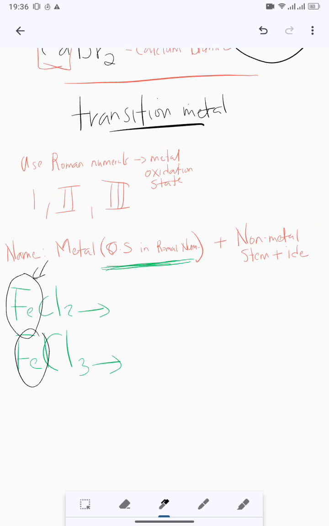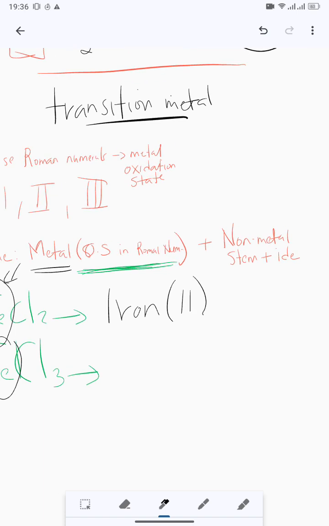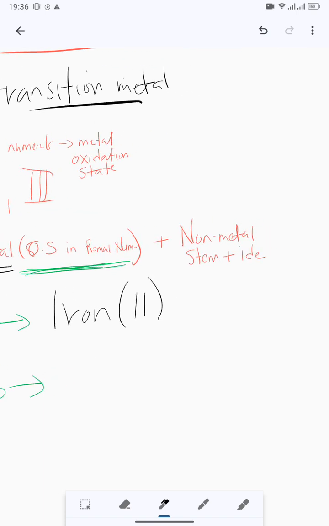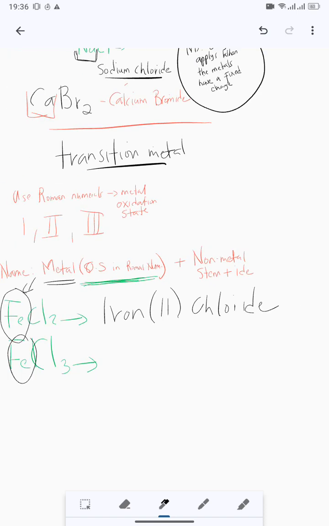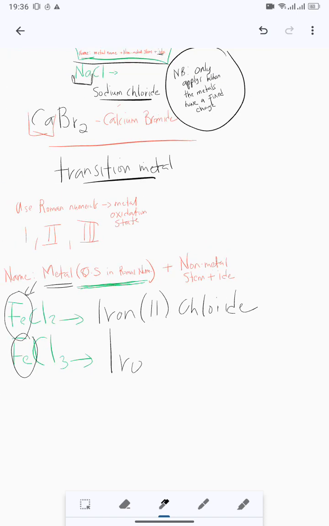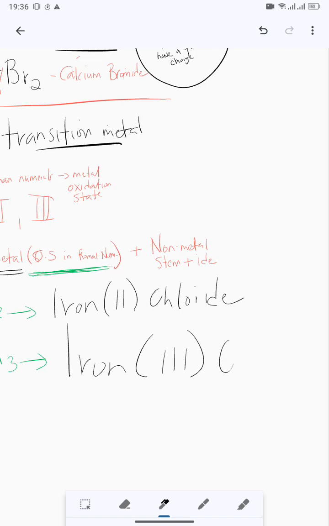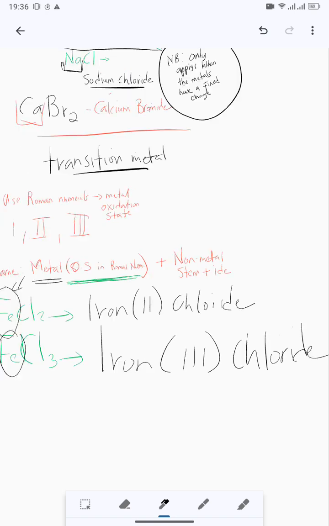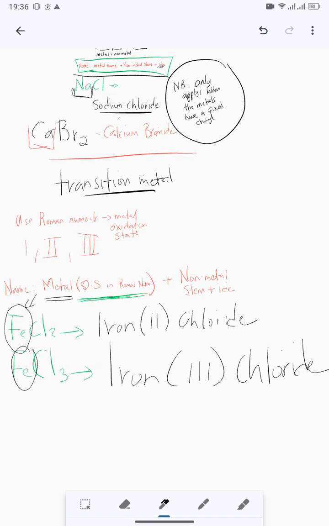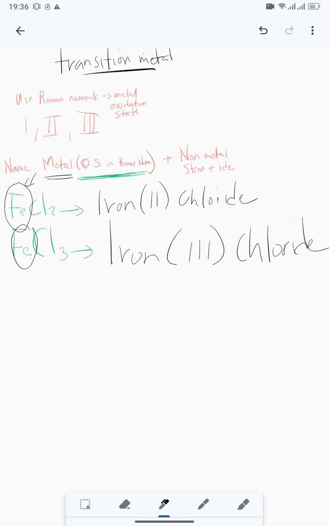So how will I name this? I'll start by naming the metal. The metal is iron, right? And then Roman numeral II, and that's when I add chloride. This is very simple. You just have to notice whether you are dealing with a transition metal or not. Then this one will be iron(III) chloride. The reason I'm not explaining too much is because I believe we did this in class, so I'm just reminding you or trying to revise with you.